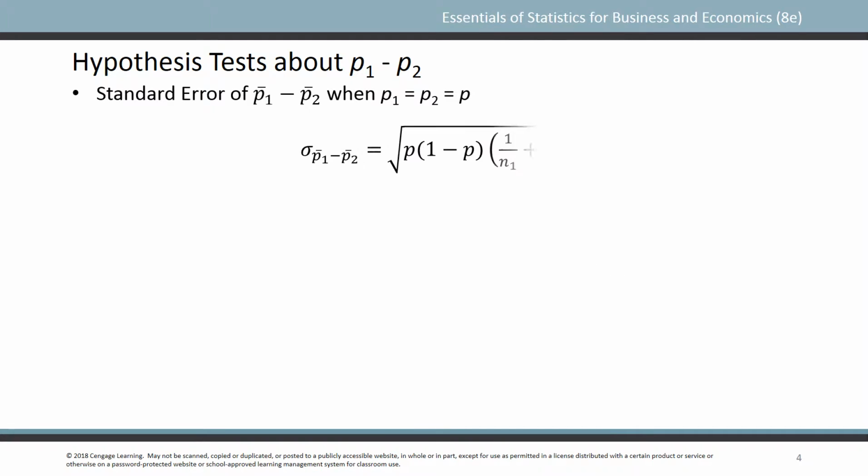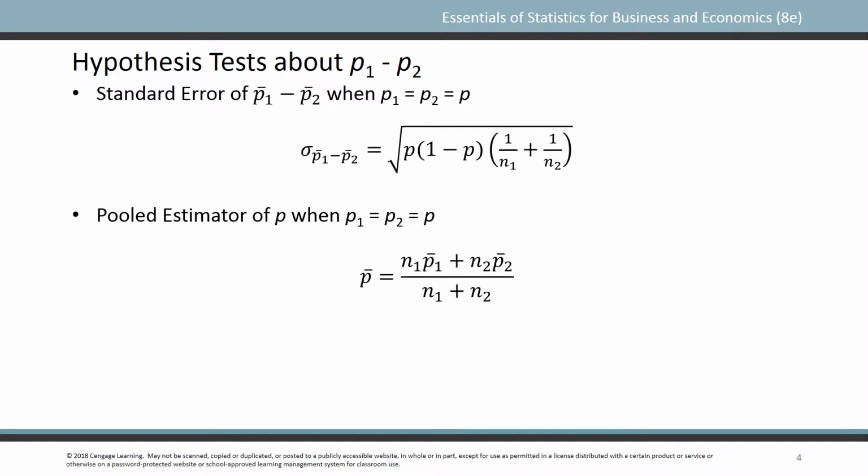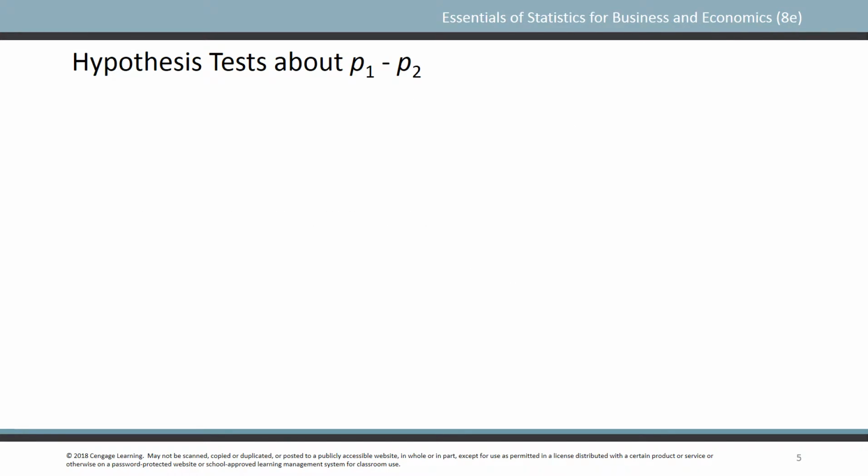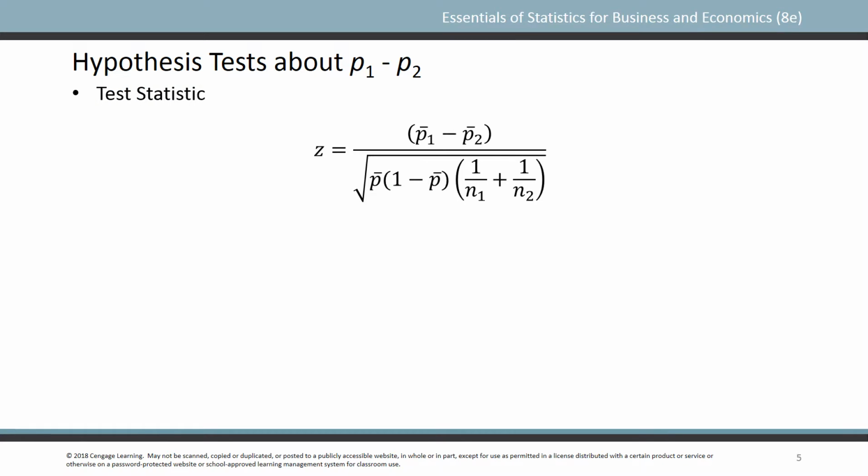We've already seen the formula for the standard error of the difference between two proportions. And we have a new formula for the pooled estimator of the proportion when the two proportions are equal. We will use the Z statistic in doing our hypothesis testing, and therefore our Z test value is shown here.